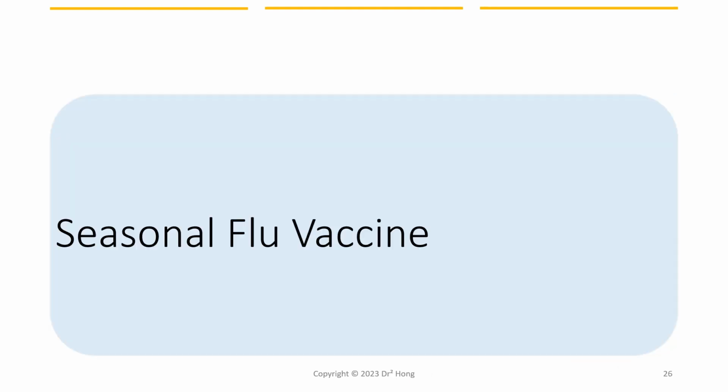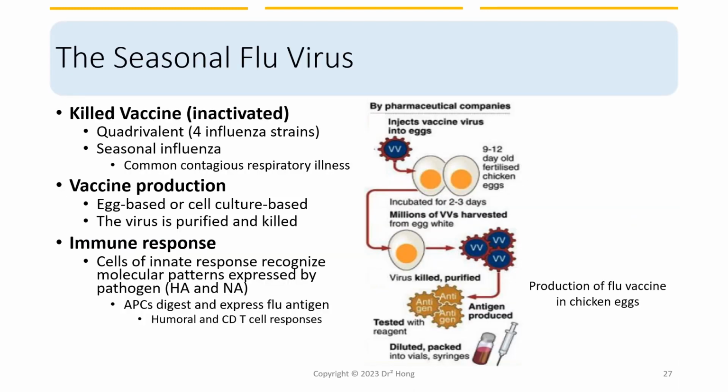Now let's have a deeper discussion on the seasonal flu vaccine. Most of the seasonal flu vaccines are killed or inactivated vaccines containing 4 different influenza strains against seasonal influenza virus. These vaccines are produced in chicken eggs or cell culture. The viruses are grown in these eggs and cells, purified, and killed at the end.